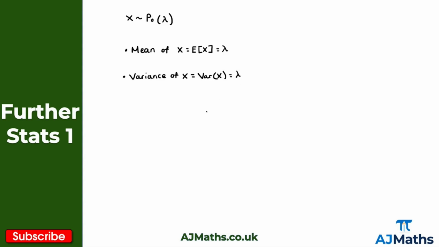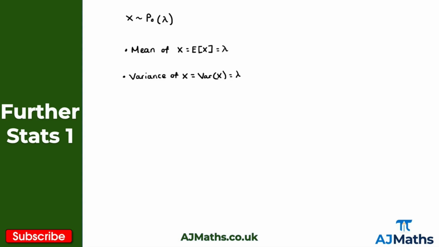Okay. Now, like you can see, these results are very straightforward. They are also given in the formula book. So just in case you do forget these results, they are given in the formula book, so you don't really need to worry about memorizing them. But it is important to know that this property is extremely useful in determining whether or not a Poisson distribution is a suitable or viable model for a particular scenario.